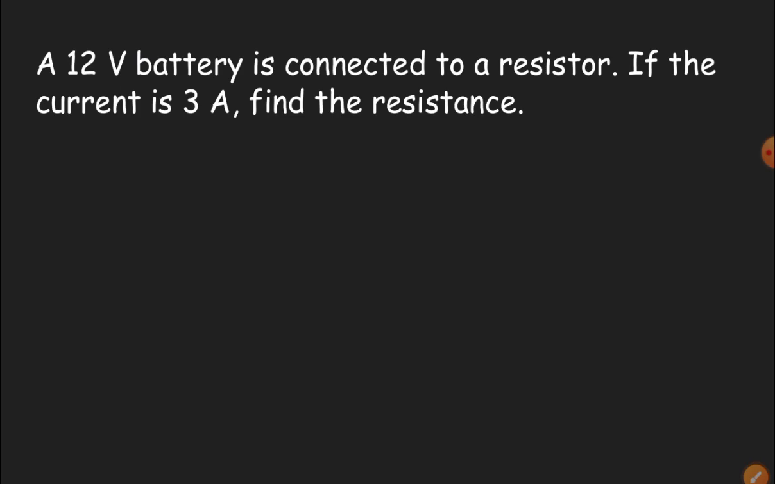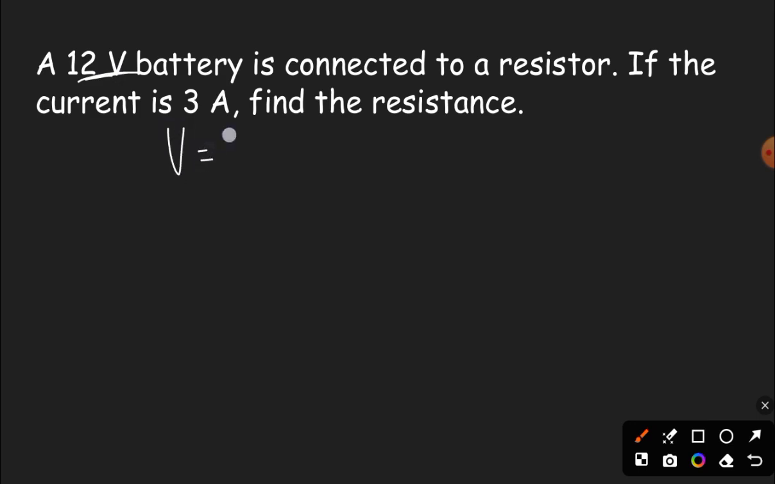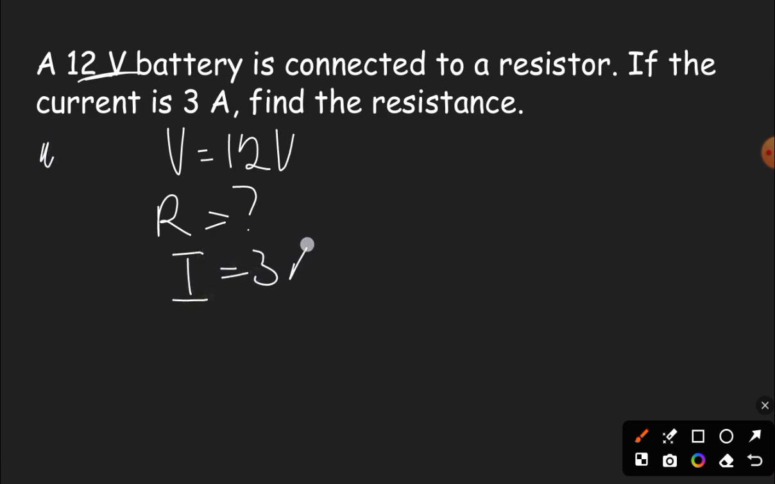Now you can pause the video and then try this question. A 12-volt battery is connected to a resistor. If the current is 3 ampere, find the resistance. So we have 12 volts. It's connected to a resistor, and we're not given the resistance. If the current is 3 ampere, find the resistance. So V equals IR.